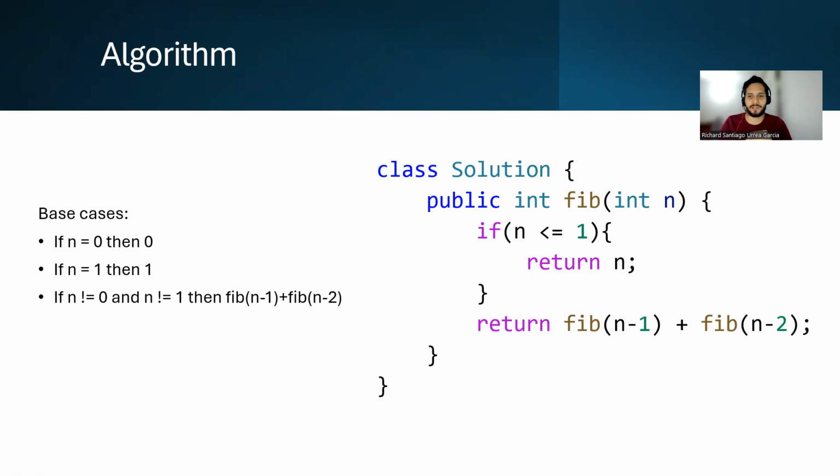For example, if n2 enters, it will be fib of 2 minus 1, which is fib of 1, and fib of 2 minus 2, fib of 0. So fib of 1 plus fib of 0: fib of 1 is 1, fib of 0 is 0, so fib of 2 will be 1. And in that case, for example, fib of 35 will be fib of 34 plus fib of 33.